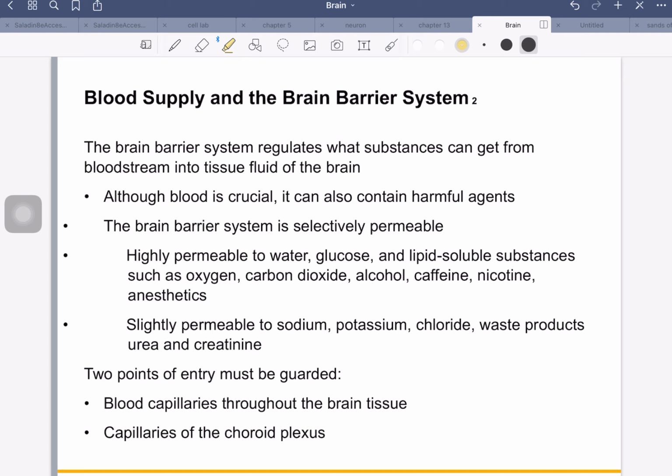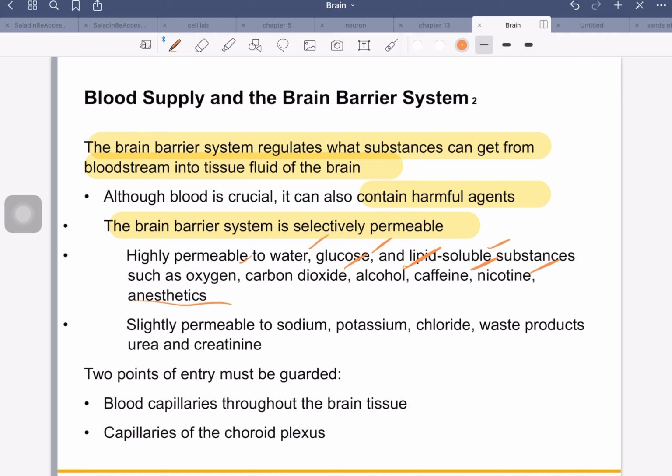Now, there's a blood barrier system that regulates what can get from the bloodstream into the brain. And we've got to be careful we don't allow harmful agents in there. So this blood-brain barrier system is selectively permeable. So what can cross? The things that get the thumbs up and are able to cross: water, glucose, lipid-soluble substances like oxygen, carbon dioxide. By the way, alcohol is very lipid-soluble, so it crosses, and thus the effect of alcohol. Caffeine, nicotine, and not surprisingly, anesthetics.